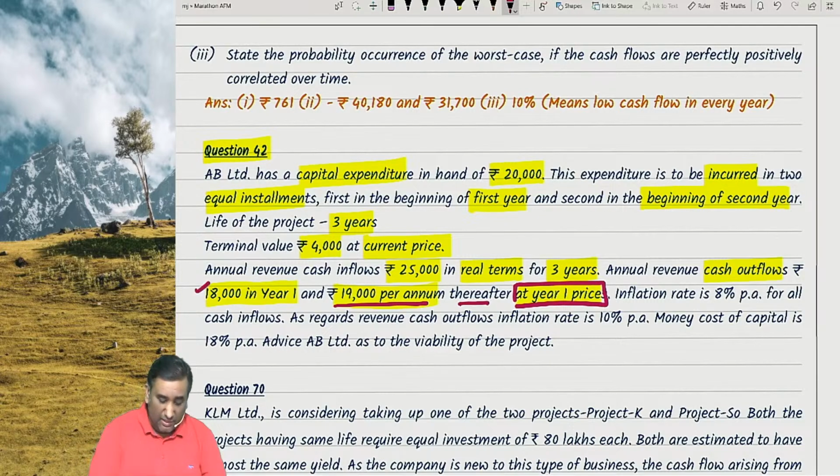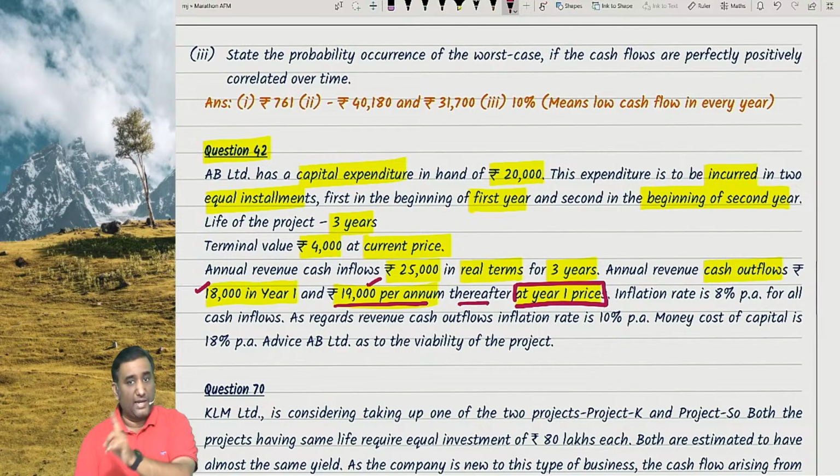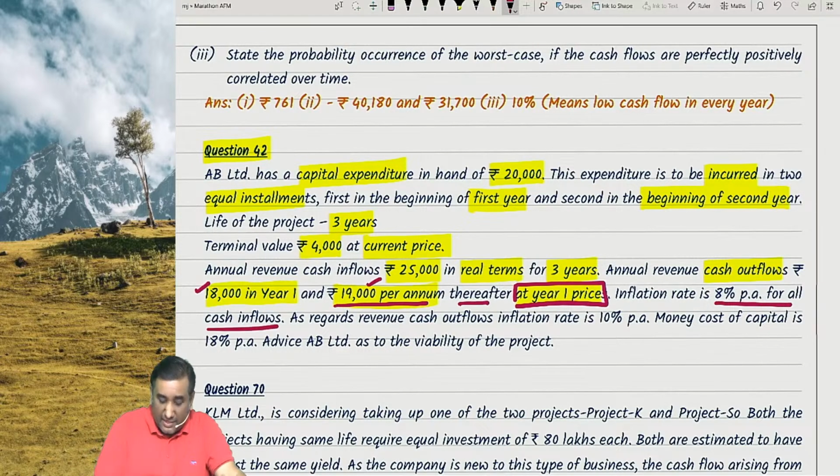So that means 18 already includes the inflation. 19,000 does not include the inflation. It includes inflation of only 1 year. So for the second year, if you have to shift, and for the third year, you have to shift, you have to accordingly make the changes. Inflation rate is 8% per annum for all cash inflows.